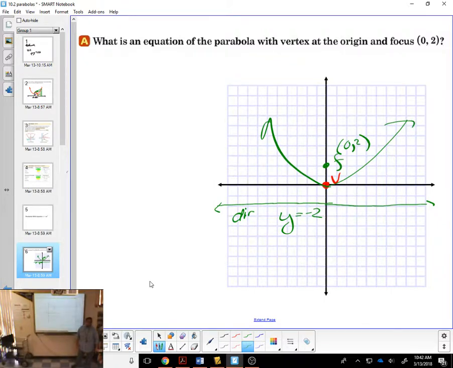The question is really, what's the equation of this parabola, correct? If my focus is really there and the origin is at 0, 0. Well, let's stop and think real quick. What was that parent function for this type of problem?